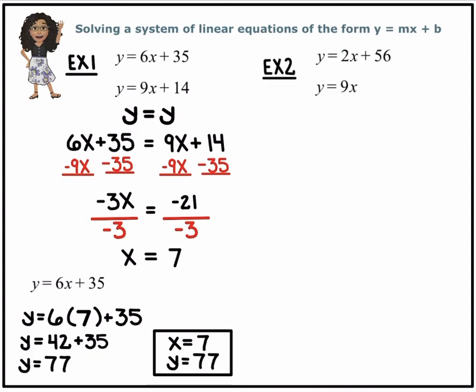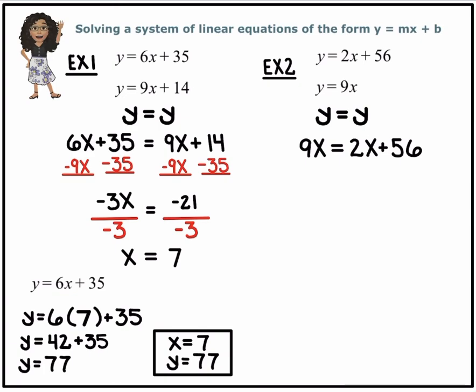In this second example, notice both of the original equations, the y is alone. So I will begin by stating the obvious, that y is equal to y. Next, I can substitute the y on the left with 9x and the y on the right with 2x plus 56. To solve the remaining equation, I'm going to move the x's to the left side.